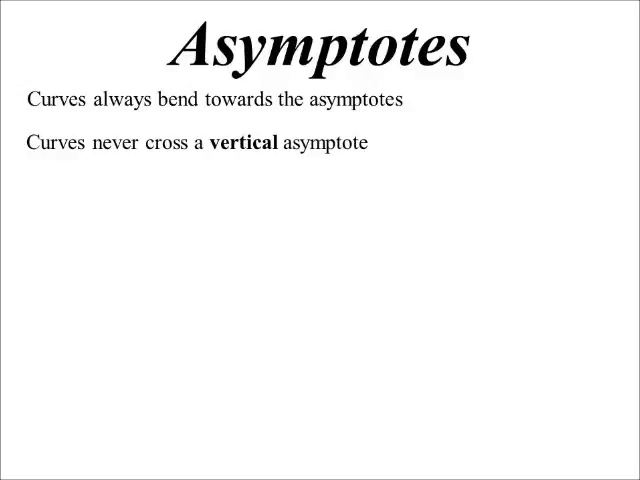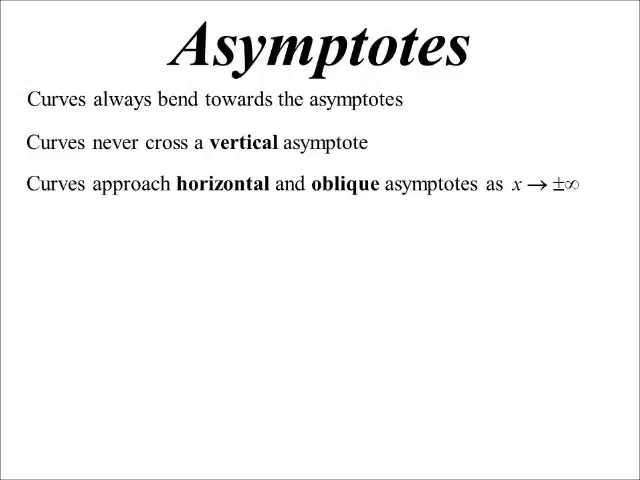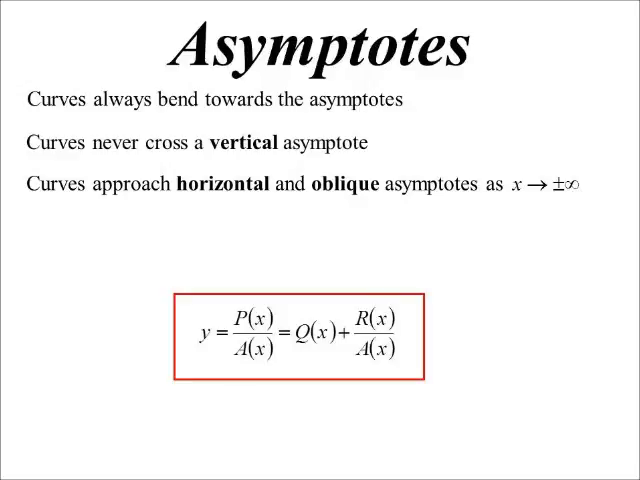Just a bit on asymptotes. So when we're drawing our sketches, remember, curves will always bend towards the asymptotes. As I mentioned before, they'll never cut a vertical asymptote, but it is okay to cut a horizontal or an oblique one, because they're telling us what happens out at infinity, out of the extremities, plus or minus infinity.